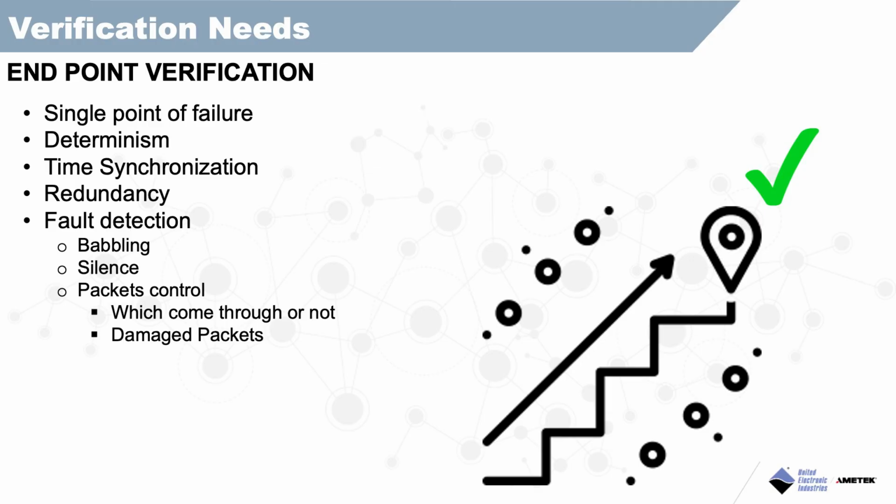Great, so we've decided that we want to use TSN as our backbone, and we want to put a new device on that backbone. How do we verify this operation? Most systems cannot tolerate a single point of failure, so we need to test all the failure modes we can. The determinism, the time synchronization, the redundancy, all need to be tested. It really comes down to the packets. What happens when there is babbling or silence? What happens when there are unexpected packets or damaged packets?